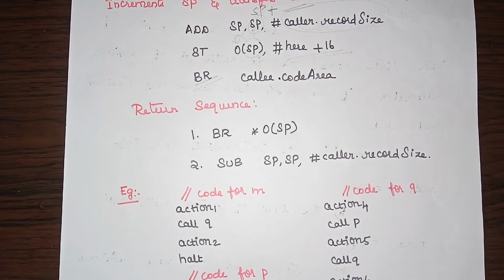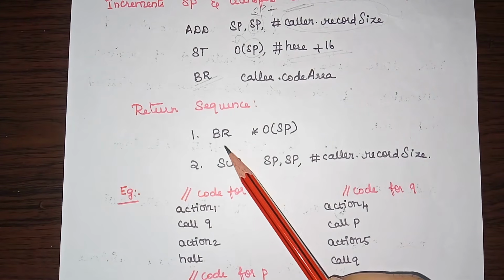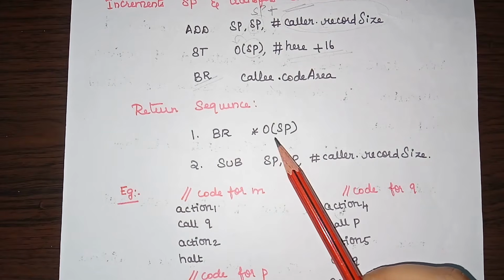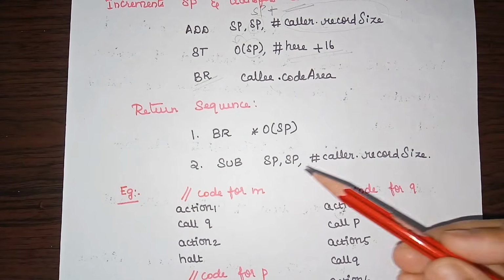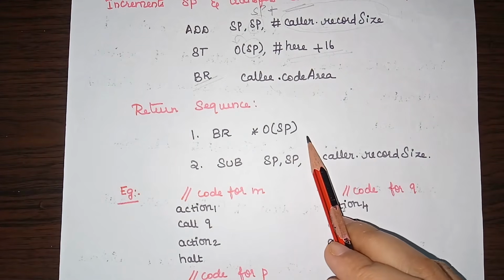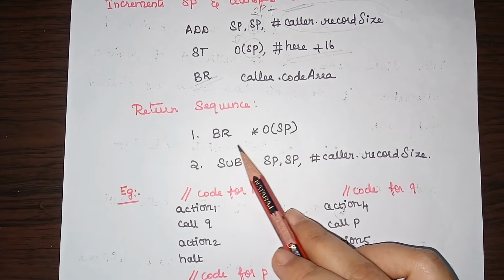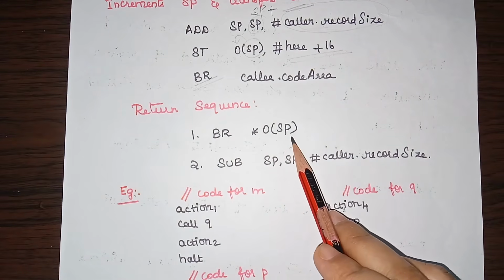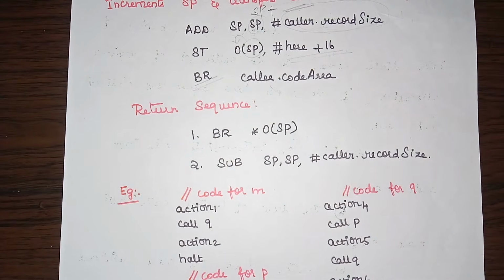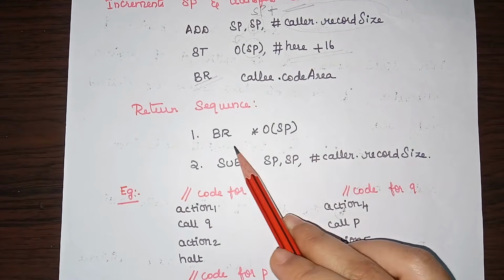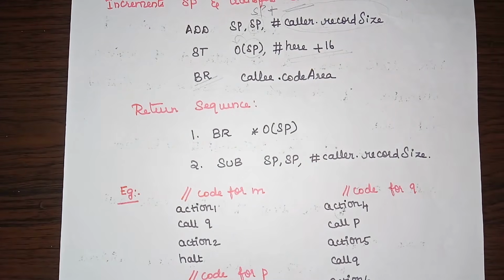Then coming to the return sequence, our return sequence consists of two parts. One is the called procedure transfers control to the return address. That can be done by using this statement. For that purpose we are using the instruction br star 0 of sp. Here br is the branch instruction we are using, and this will return to the caller. Okay, when you use this instruction, this will return to the caller.